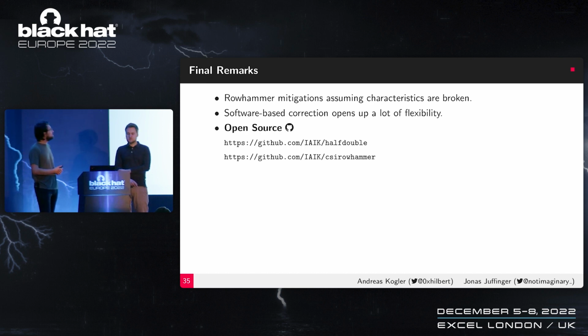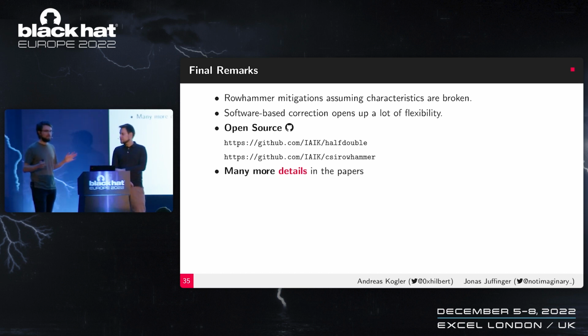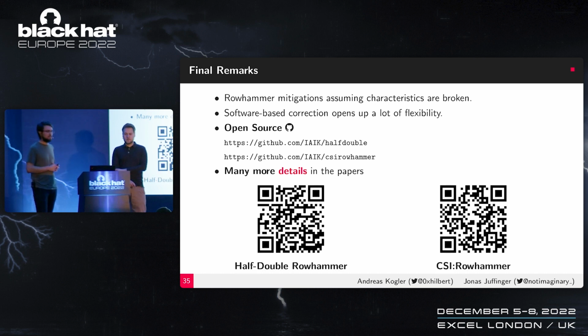If you're interested in this stuff, all our code is open source. So the exploit is the Half-Double. You can look at the exploit code. And all the hardware simulation and the modified Linux kernel and everything for CSI Rowhammer is open source and you can run it yourself and experiment with it. And as we heard in the keynote, there's also the question of how to find out if you're affected. We also have tools to find out if you're affected or not, that you can simply run. If you're interested in more details, read our papers.